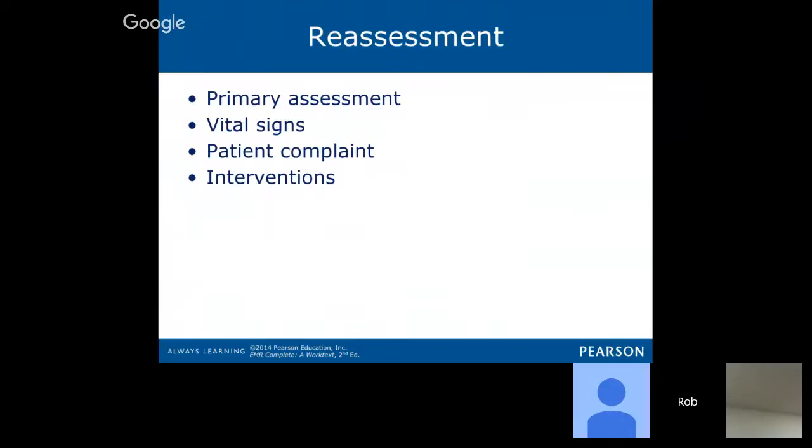So another thing is, we got heartburn. Another thing is you start to see trending in vitals. Remember, we're talking. Goodness, I'm dying over here.